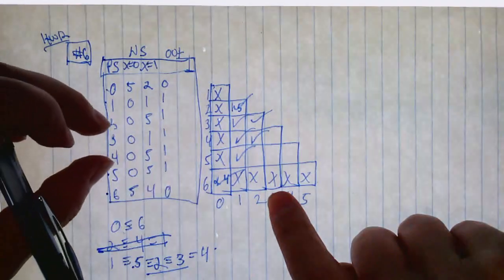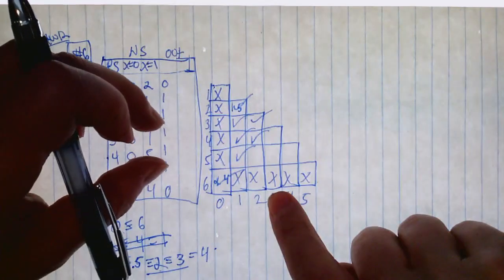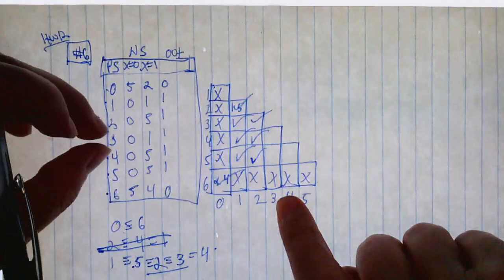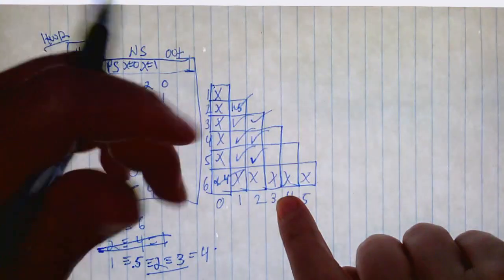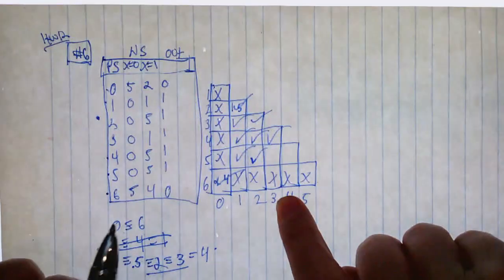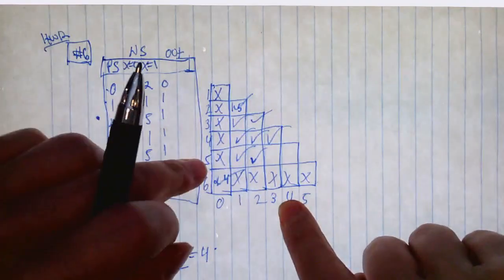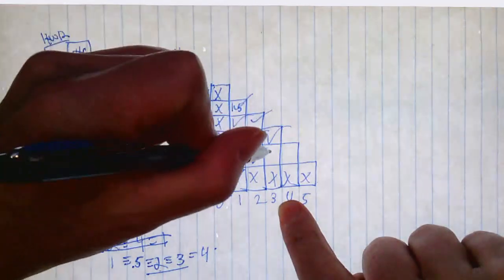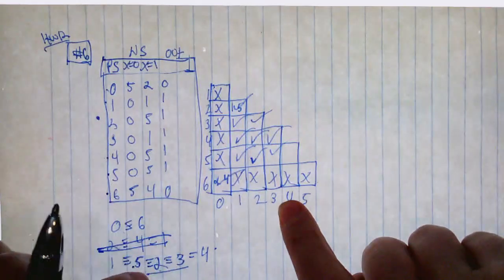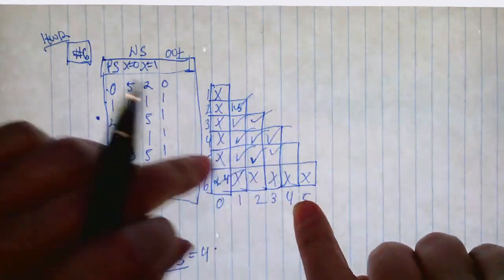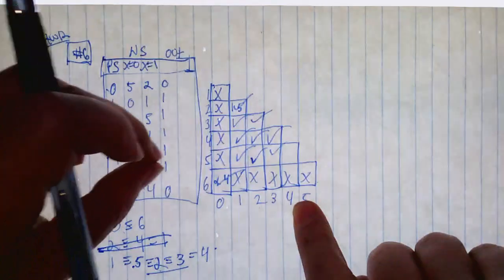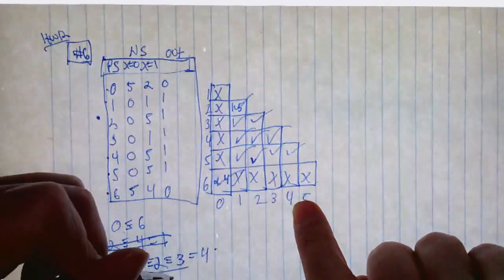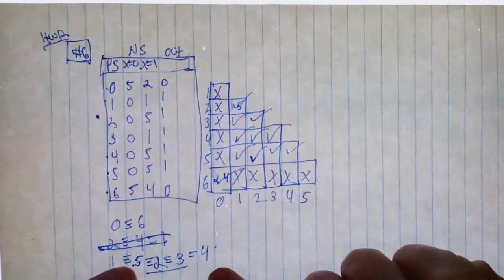2 and 5 are equal, and you can see they're equal here as well. 3 and 4 are equal, and you can see they're equal here as well. 3 and 5 are equal. And you can see they're equal here and here as well. 4 and 5, those are equal. And we knew they were equal because of this.